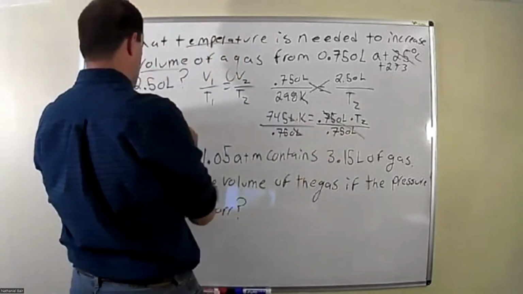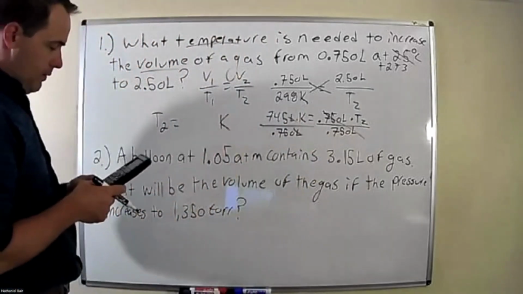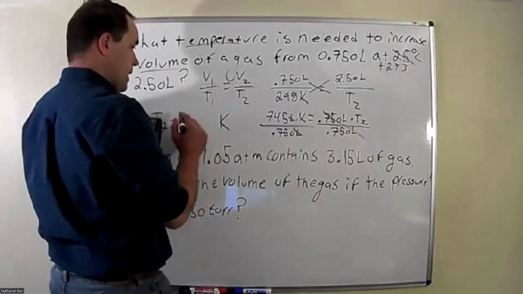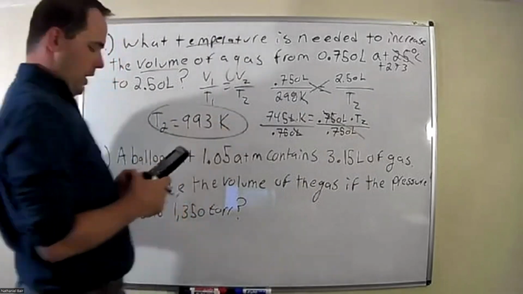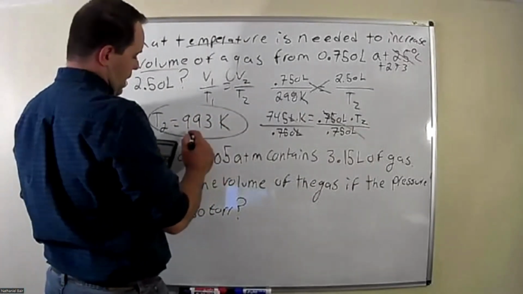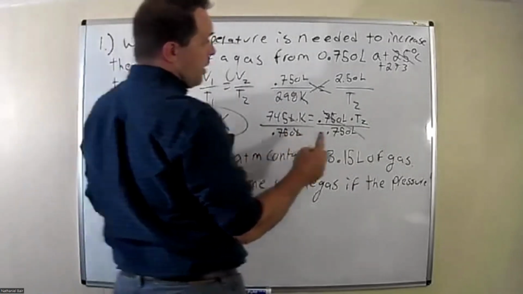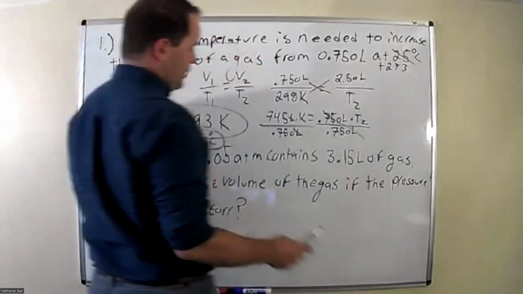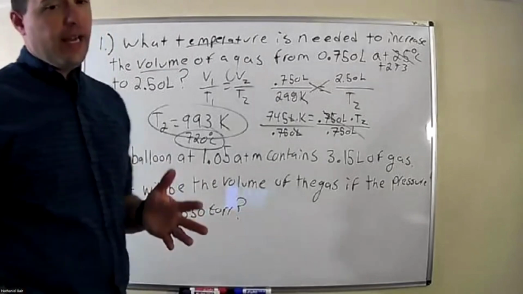Liters cancels out. We're left with a new temp in Kelvin, 745 divided by 0.75. That is 993 Kelvin. If you wanted to turn that back into Celsius, you would subtract 273, and that'd be 720 degrees Celsius. So you got to heat that sucker up hot. You're going from 25 degrees Celsius all the way up to 720 degrees Celsius. That is hot, hot, hot, hot, hot.